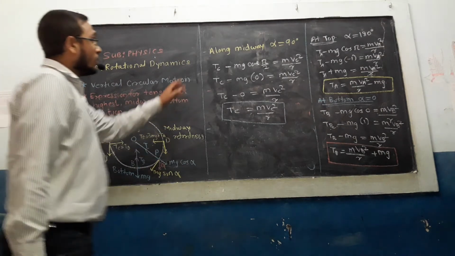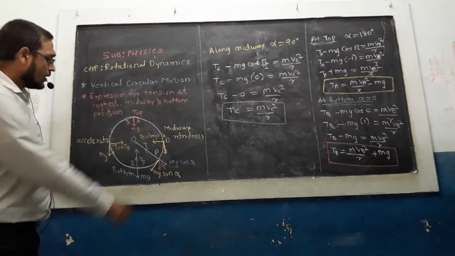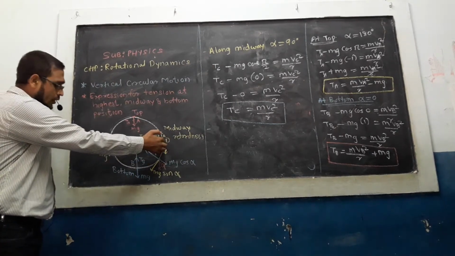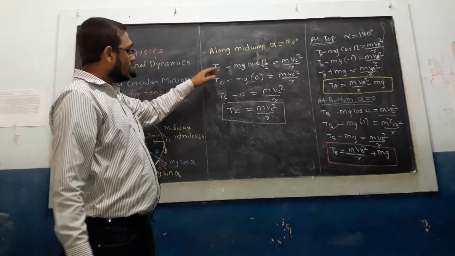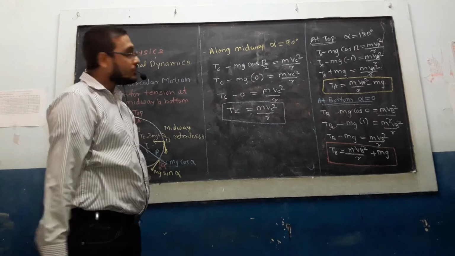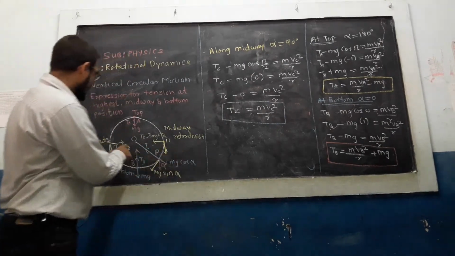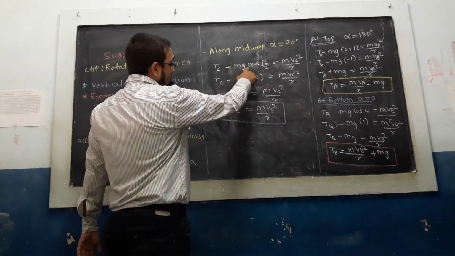Okay. Now the last one, that is tension along the midway. Along midway we can take any point D or C. I have taken it C. So what do we get here? What was the equation? T minus mg cos alpha equal to m Vp square upon r. As the tension here is Tc, so Tc minus mg cos.